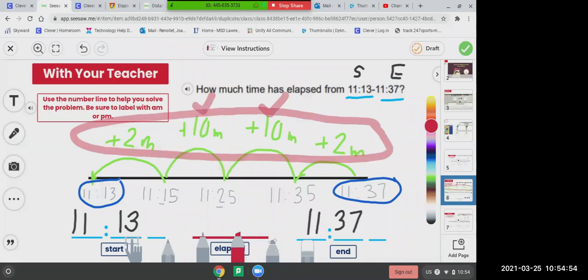Now there's two groups of 2. I know my doubles. 2 plus 2 is 4. So 20 plus 4 will give us a sum of 24 minutes. Now I can record that where my elapsed time blank is. 24 minutes.